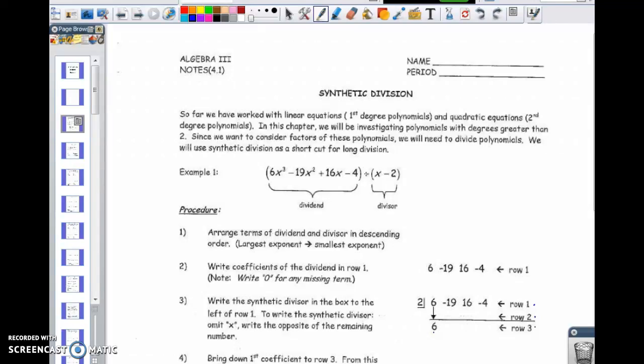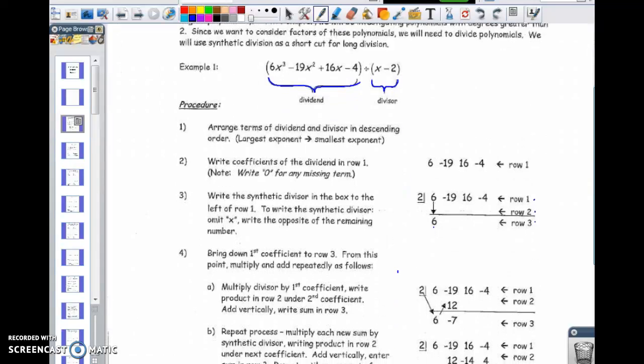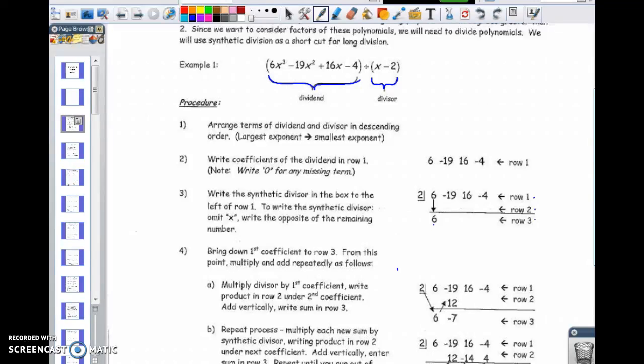So we have our example 1 here. We have 6x cubed minus 19x squared plus 16x minus 4, divided by x minus 2. We see here this is considered our dividend, and this is considered our divisor. So we have a procedure to do synthetic division here. We're going to arrange terms of the dividend and divisor in descending order, our largest exponent to our smallest exponent.